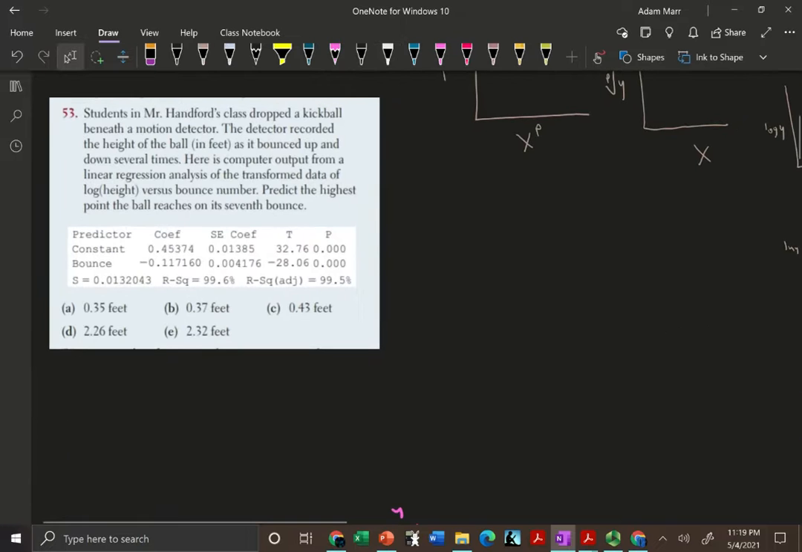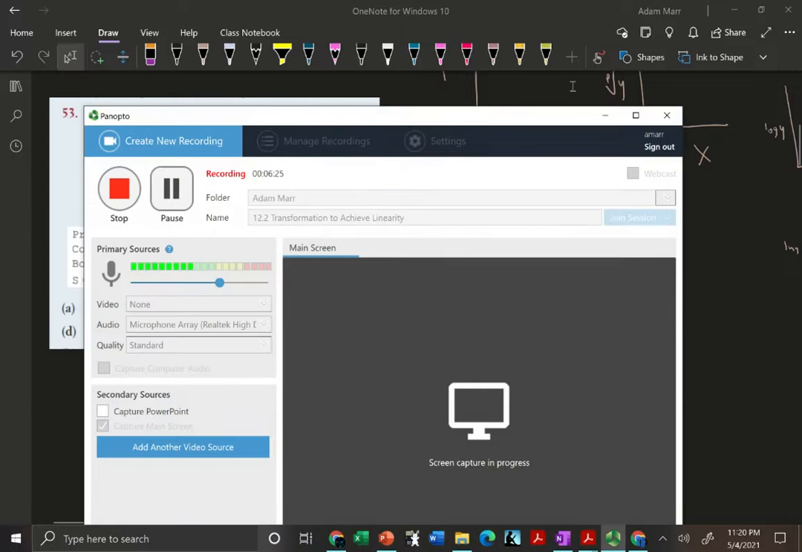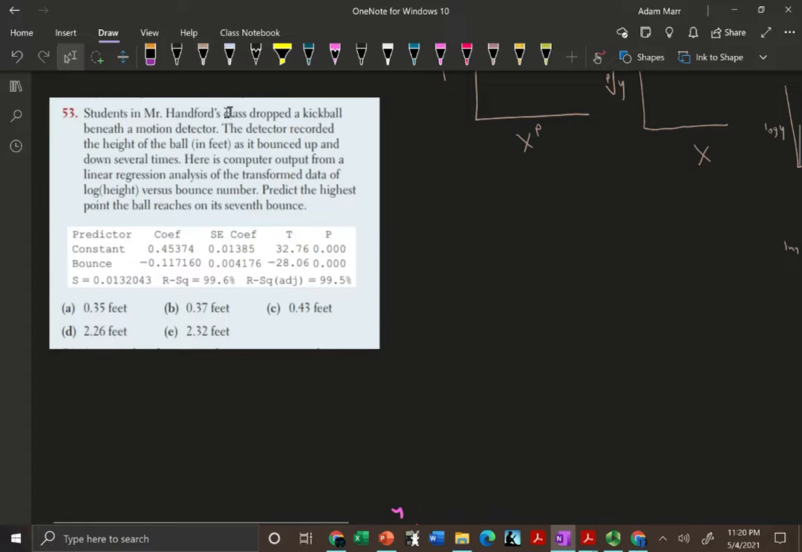53. Students in Mr. Hanford's class dropped a kickball beneath a motion detector. The detector recorded the height of the ball in feet as it bounced up and down several times. Here is the computer output from a linear regression analysis of the transformed data of log height versus bounce number.